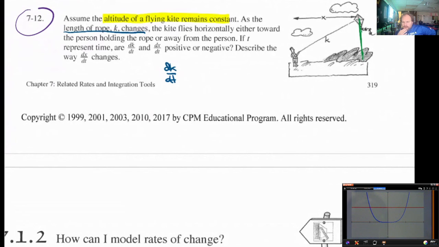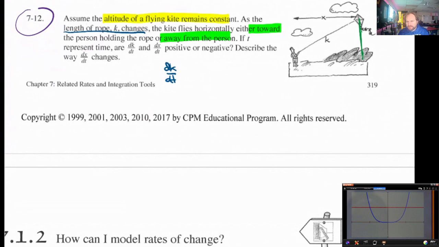Well, I have a problem here because I disagree with the book's answer. The book says that both dk/dt and dx/dt are positive no matter what. And I'm thinking, well, you said in the problem yourself that the kite could fly horizontally either toward or away. And I think it would depend.